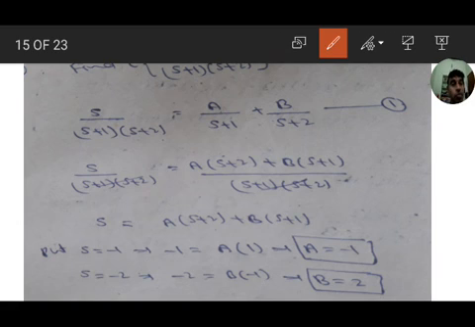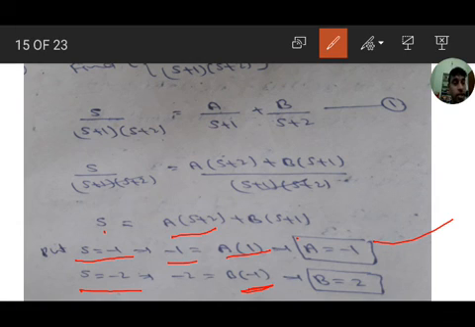Substitute. So put s equal to minus 1. LHS, s is there, minus 1. So a into (minus 1 plus 2), that is 1, b into 0 we get. Therefore a equal to minus 1. Next put s equal to minus 2, that is minus 2 equal to a into (minus 2 plus 2) means 0, b into (minus 2 plus 1) means minus 1, minus minus we get plus. Therefore b equal to 2. So a equal to minus 1, b equal to 2.